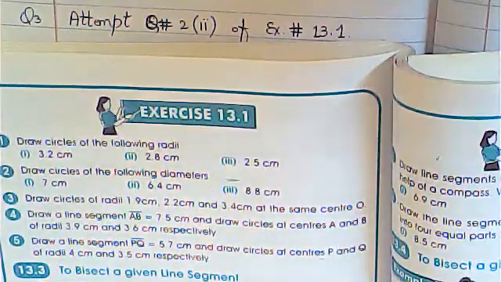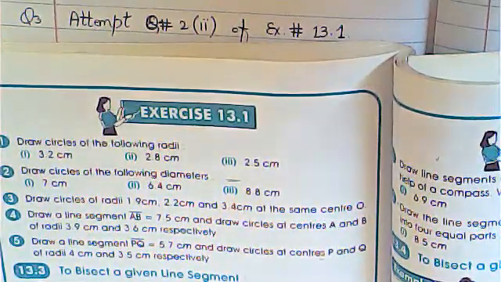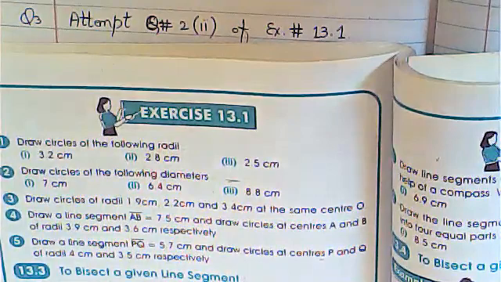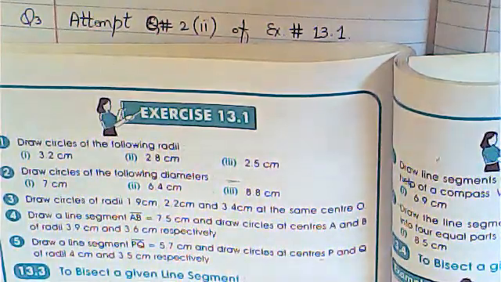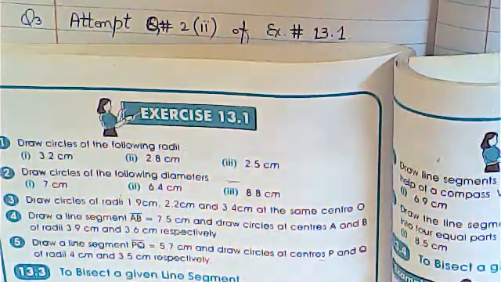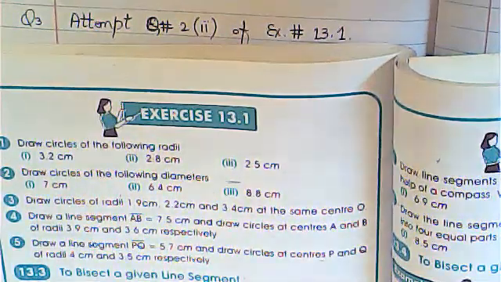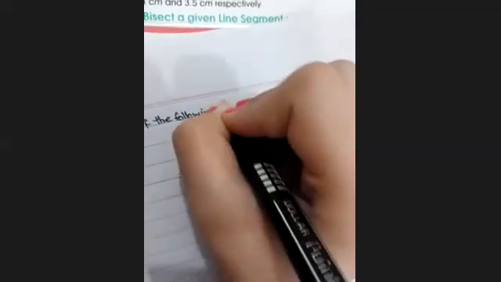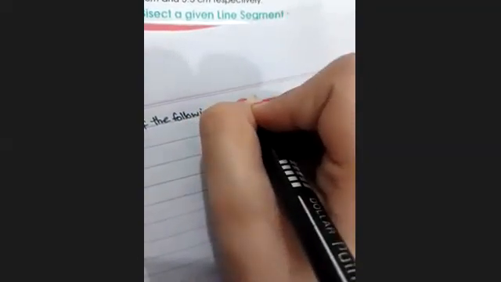Is everyone starting your work? Question number 2, bit number 2. For this question, draw a circle of the following diameter. Bit number 2 is 6.4 centimeter.